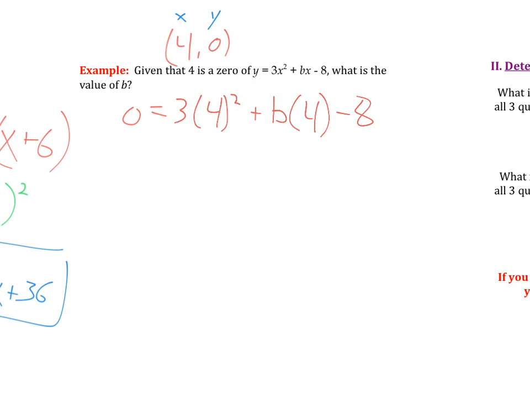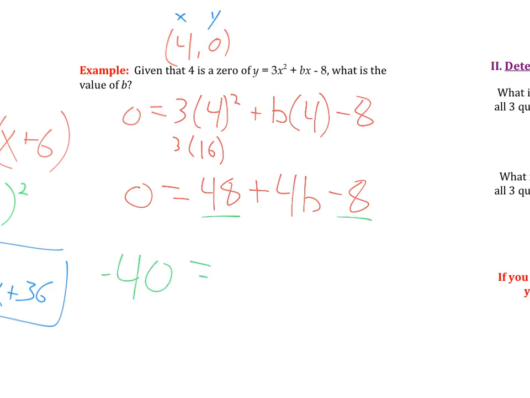And we could just simplify this thing out. All right, so 0 equals, let's see, 4 squared is 16, so 3 times 16, 48, plus 4b minus 8. I've got some like terms here, so that would be a 40, but if I move it over, it's -40 on the other side. So I'm getting b is -10. That's one way that we could solve this.